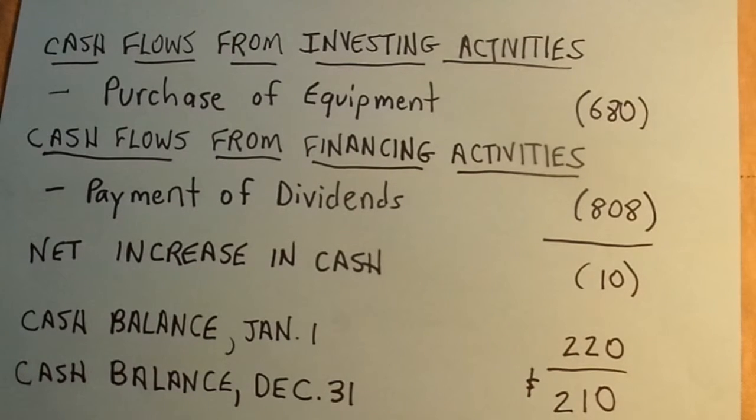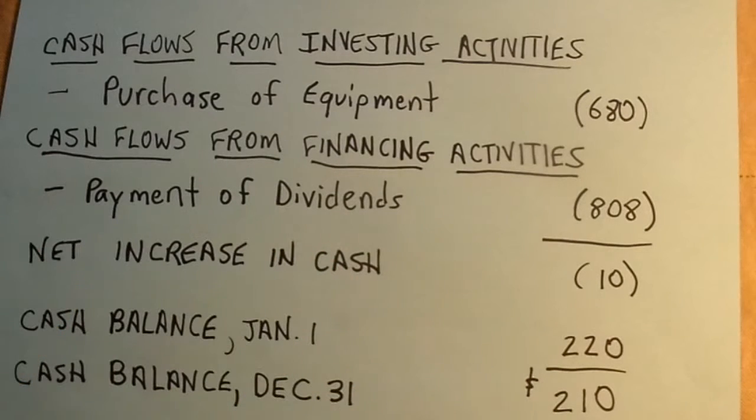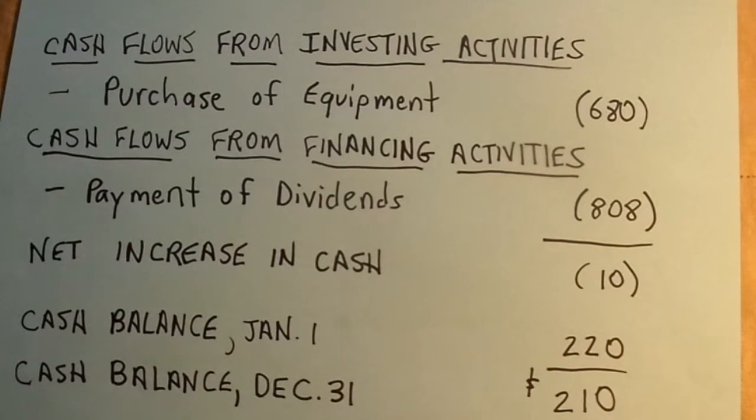And notice this equation must work. Net increase in cash is negative. Cash at the beginning of the year was higher. Cash at the end of the year is lower at $210.